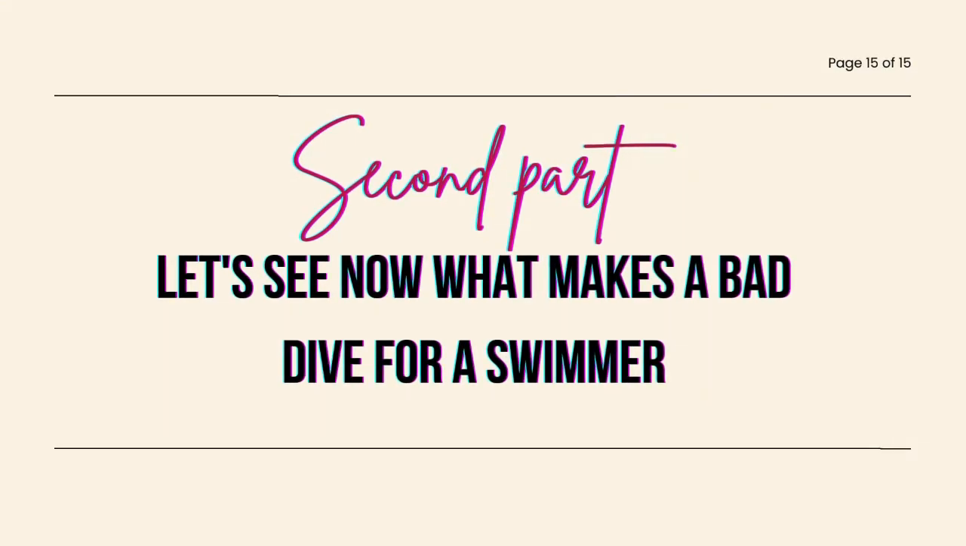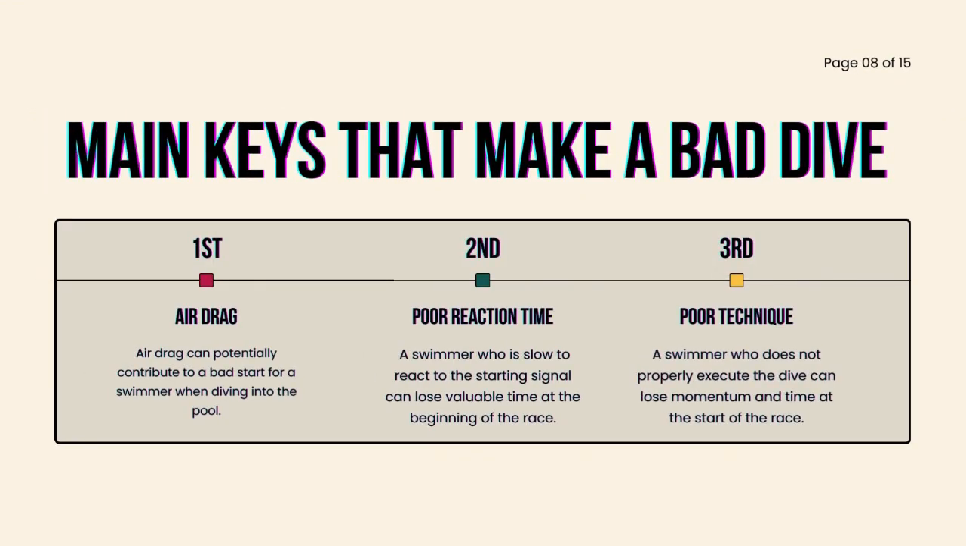So now in the second part, let's see what makes a bad dive for a swimmer. So the main keys that make a bad dive are, first, drag. Yes, drag can cause a bad start for a swimmer. Drag is the force of resistance that a swimmer experiences when moving through the water. It can be caused by various factors, such as the swimmer's body position, the shape and size of the swimmer's limbs, and the swimmer's level of fitness.